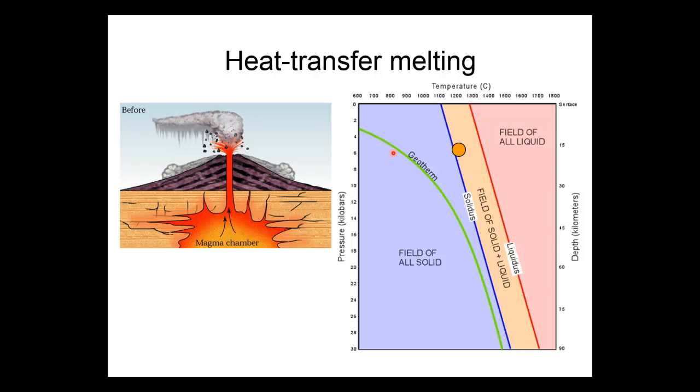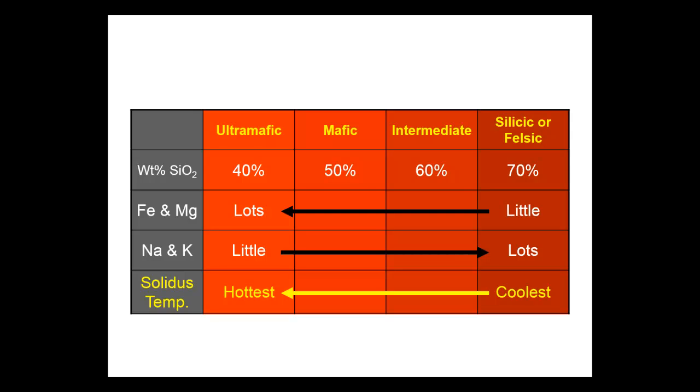It generates a small amount of partial melt. That melt gets squeezed out of the rock and then rises due to buoyancy and erupts as a volcano, as shown on the picture on the left. The chemistry of this process is a little bit more involved.